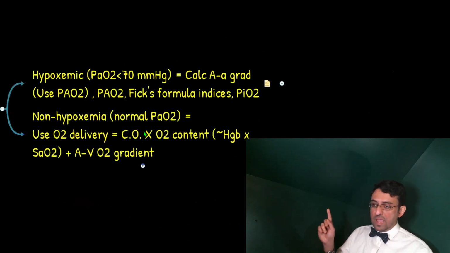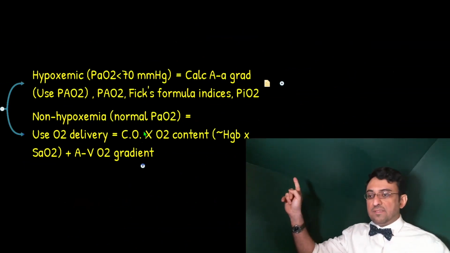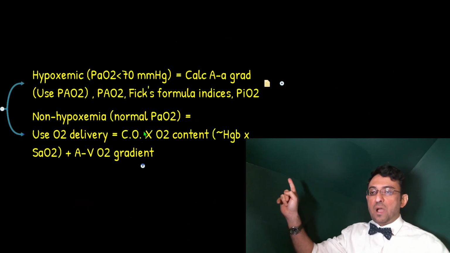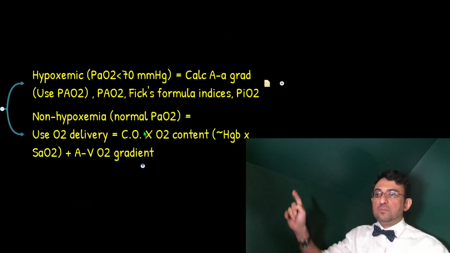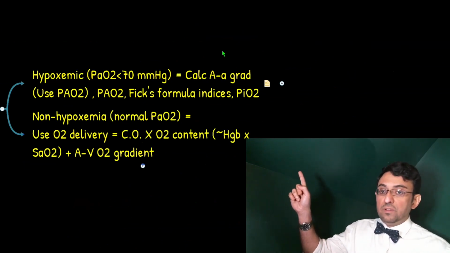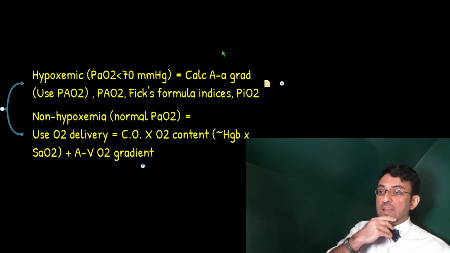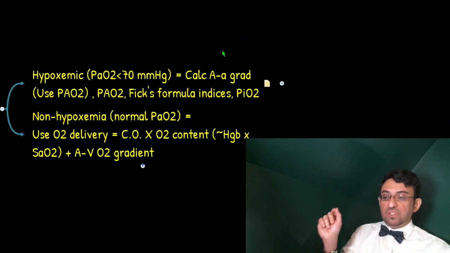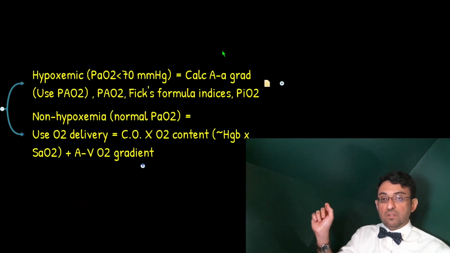That being said, we have the second category of hypoxic respiratory failure, and that is the hypoxemic type hypoxia. Those are the conditions in which PaO2 is dropped to values less than 70 millimeters of mercury. Now we have a couple of formulas here, including the alveolar arterial gradient that incorporates PaO2, A capital for alveolar, as well as PiO2 and Fick's formula of gas diffusion. Remember, every single one of these has a direct contribution in your differential diagnosis list and in your management.